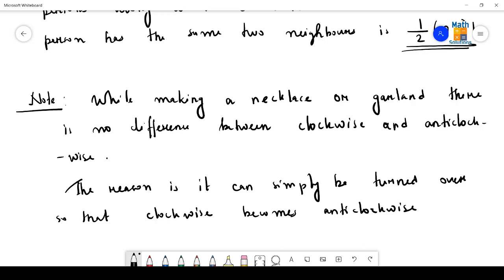Actually, when the necklace or garland is simply turned over, suppose initially in what position it was, just after a few moments we just turned it over. In that case, clockwise will of course become anti-clockwise, and vice versa.